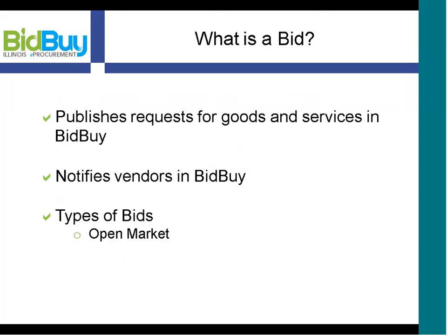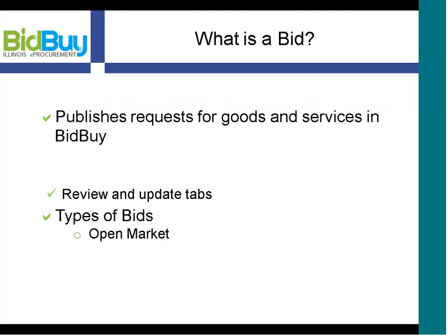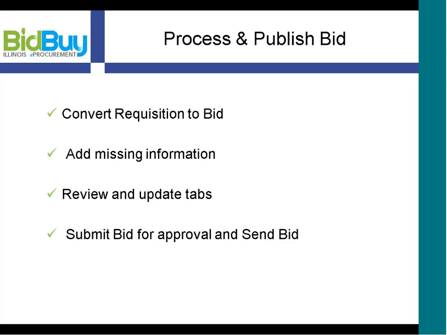So what is a bid? It publishes your request for goods or services in BidBuy. You'll notify your vendors in BidBuy, looking them up based on those NIGP codes. Again, the type of bid that we will complete is an open market bid. We will then process that and publish a bid. Once it's created, we will convert this requisition to a bid. We'll add some missing information, review and update some of the tabs, submit this for approval, and send out the bid.